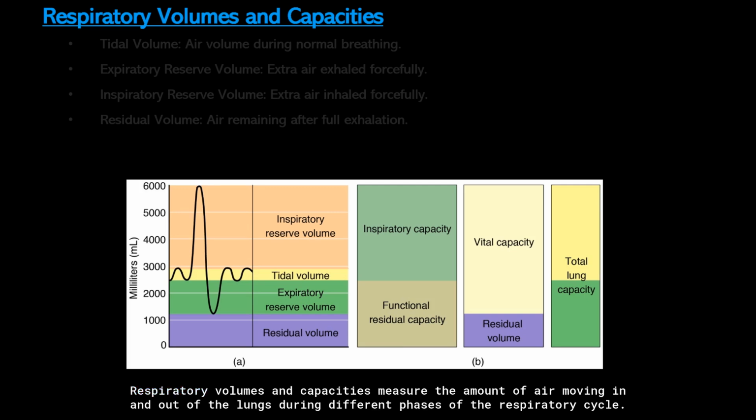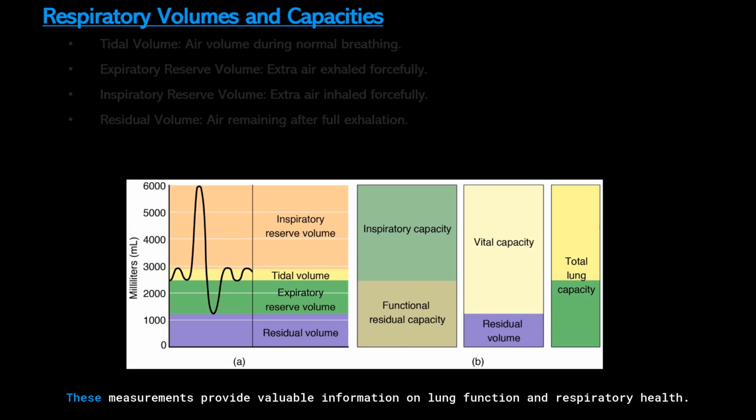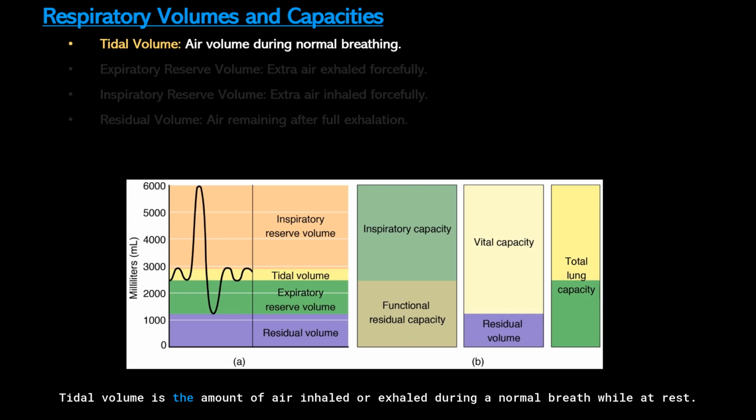Respiratory volumes and capacities measure the amount of air moving in and out of the lungs during different phases of the respiratory cycle. These measurements provide valuable information on lung function and respiratory health. Tidal volume is the amount of air inhaled or exhaled during a normal breath while at rest. This volume varies with activity level, increasing with exertion and decreasing with rest.